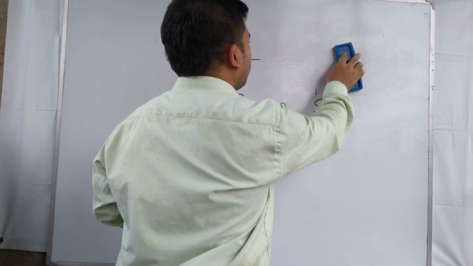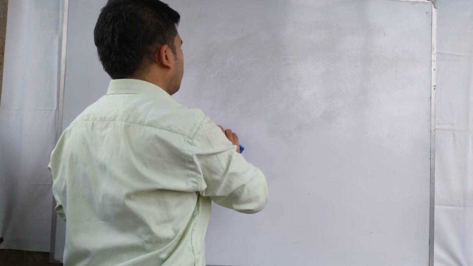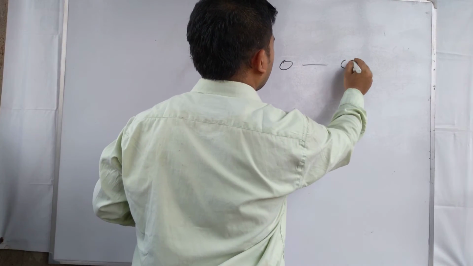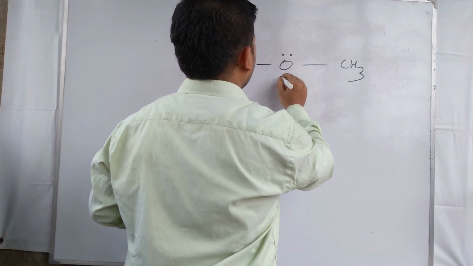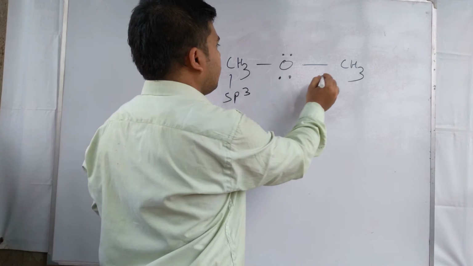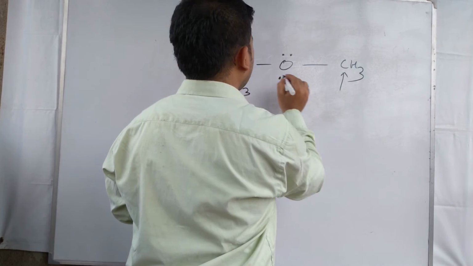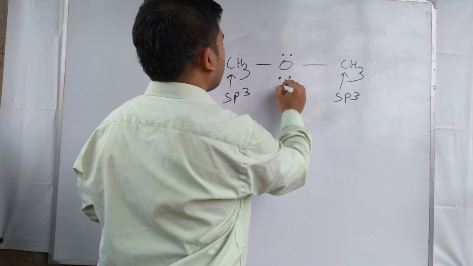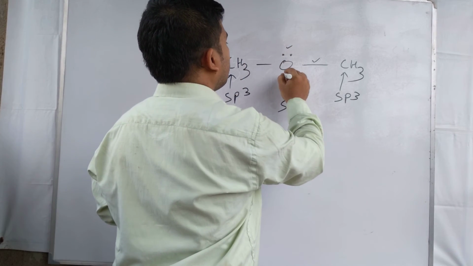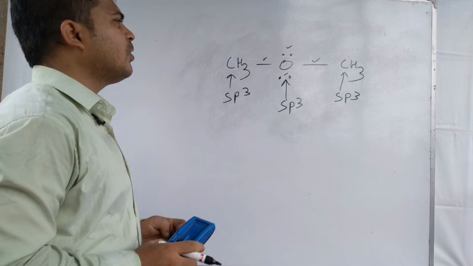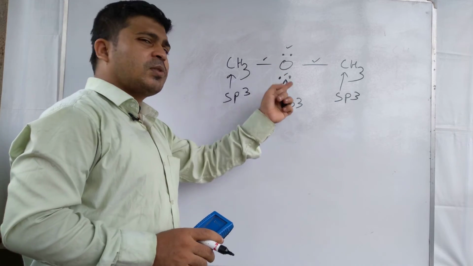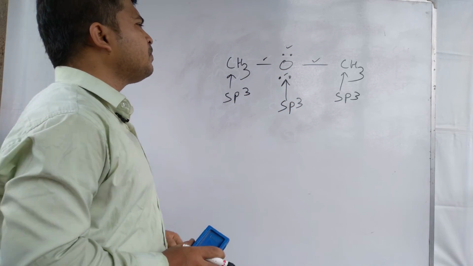Similarly we can take other examples for hybridization determination. Suppose we take the case of an ether type compound. Here the carbon atoms are all sp3 hybridized, this carbon is also sp3 hybridized, and this oxygen is sp3 hybridized, because the total number of pairs is 1, 2, 3 and 4. So for these 4 pairs this oxygen is an sp3 hybridized oxygen atom.